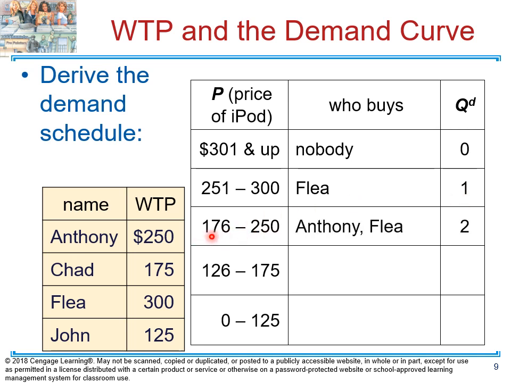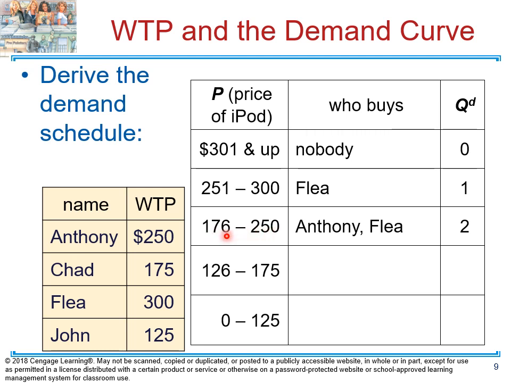In a price range between 176 and 250, who buys the good? Flea continues to buy it at any price range here. He values the good at a higher amount than any of those prices within that range. Now Anthony is willing to buy the good as well. Anthony would be willing to pay 250, so anything between 176 and 250 he would buy.